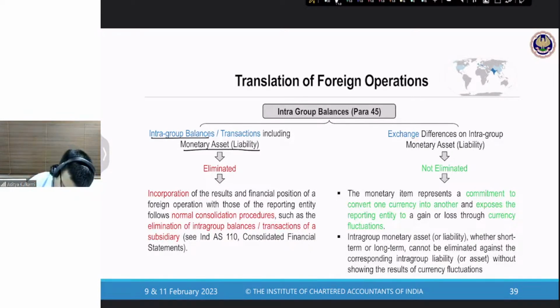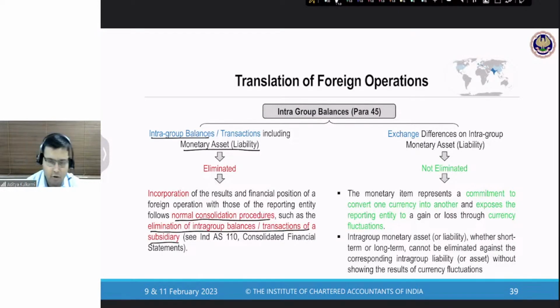You can see incorporation follows normal consolidation procedures. That means you will eliminate intra-group balances or transactions of a subsidiary. Okay, we will be recycling that. I told you we will be taking it to the FCTR at the time of disposal. Until then it will be parked in the FCTR. Okay, coming to the next one.